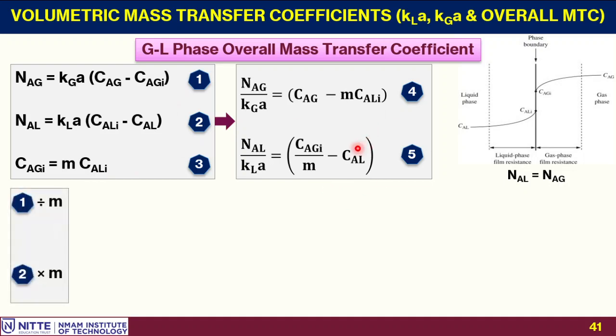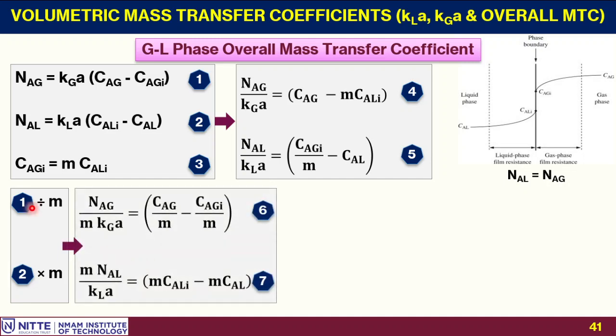Let us further do some algebraic conversion of equations 1 and 2 by dividing by m. The reason is that the interface concentrations CALI and CAGI are practically difficult to estimate. For that reason, we should be able to get rid of these two terms. That's what we are trying to do here. So I'll do an algebraic operation: one of the original equations I'll divide by m, and another equation I'll multiply by m.